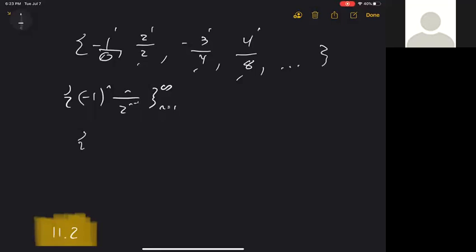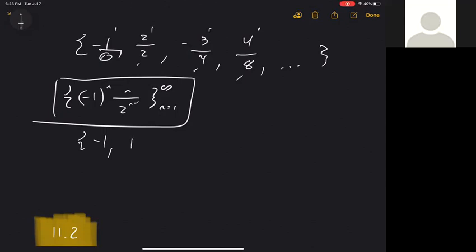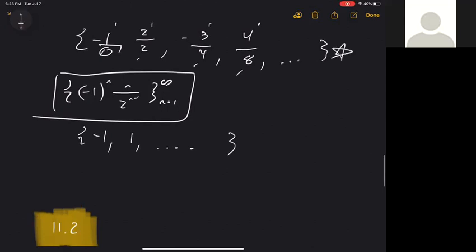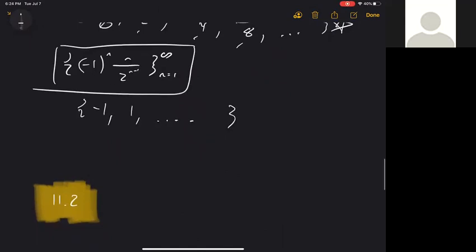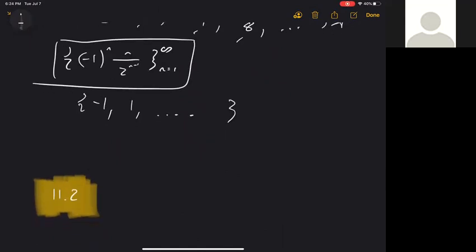Once I have this kind of suspected answer, I plug in several n's. Okay, first one will be 1, and then I have positive 1, and so on. Okay, which matches up with what I have in my original. So that works. So just double check your work. As far as any other things from 11.1.